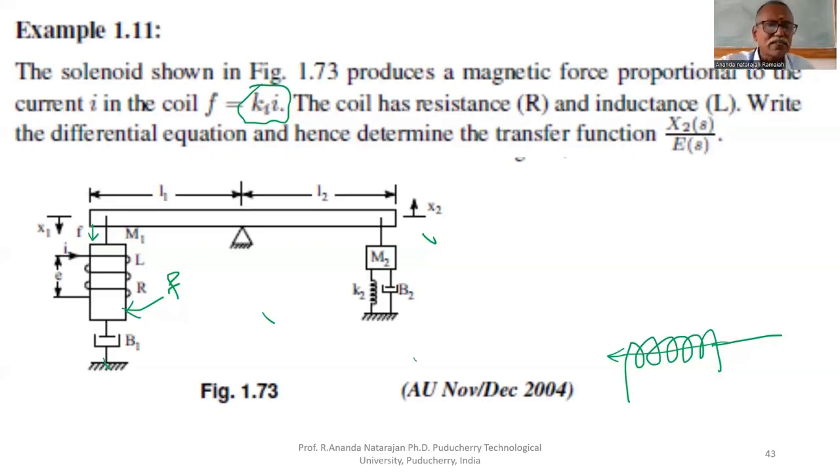In addition to that, it has some mechanical properties also. This coil has a mass M1. The coil has another property because the other end of the coil is attached to a fixed surface through a dashpot with constant B1. These are the two properties.